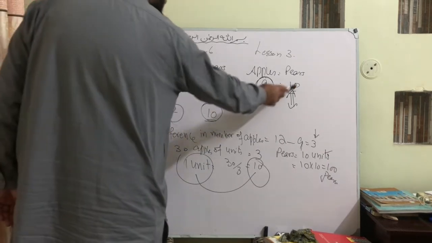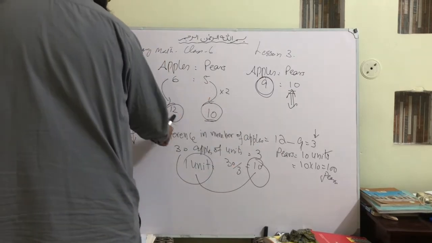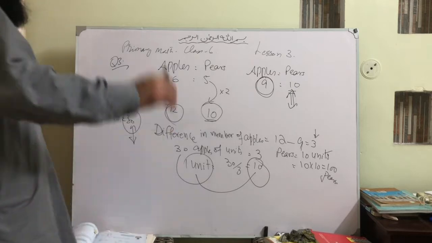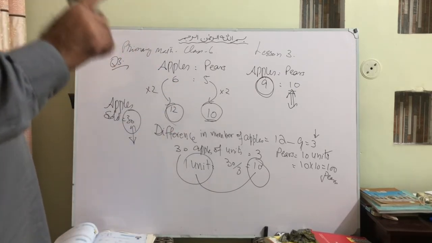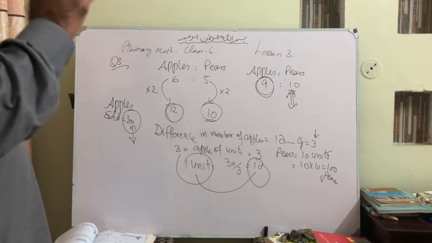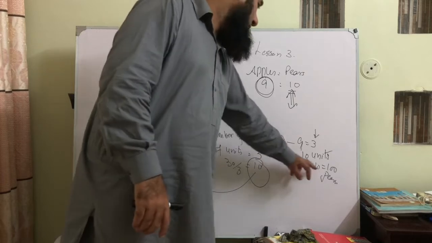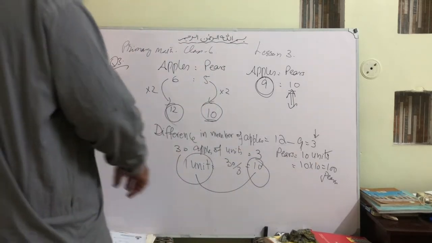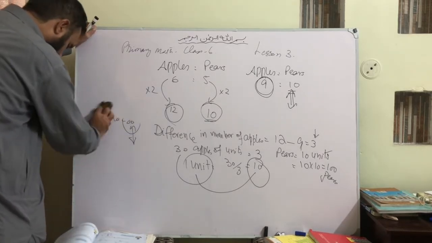So 10 is the same. So the difference is between apples. So 12 minus 9, 3 is the difference. This 3 is representing the 30 apples which were sold. So we will divide 30 by 3 and we get 10 for 1 unit. Pears have 10 units. So 10 into 10 is 100. So 100 pears were there. This was question number 3.